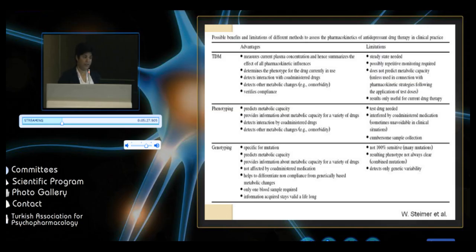There's a table here on the 3 techniques that were discussed so far. Each has its advantages and disadvantages, and TDM measures for that certain drug at that moment. It of course gives us an idea about the drug, but if the patient has taken, for example, grapefruit juice, or if the patient has smoking habits, then these should be included as well.